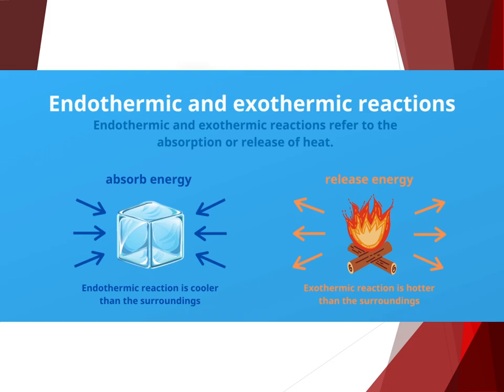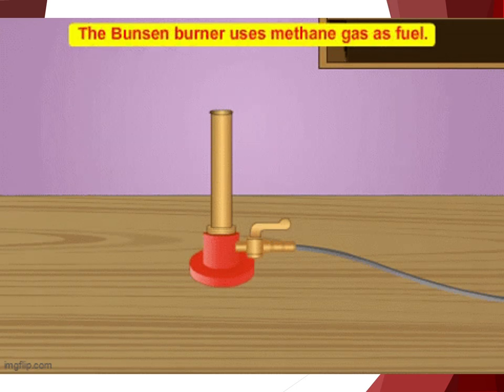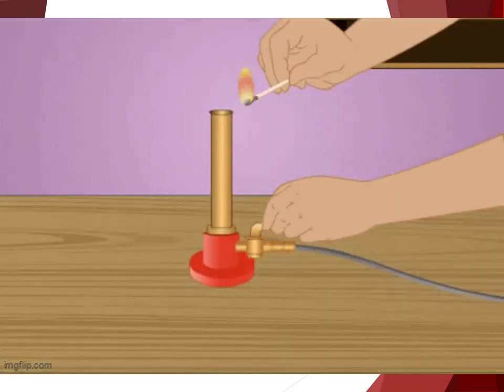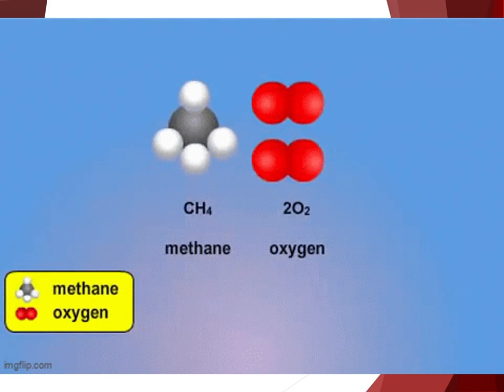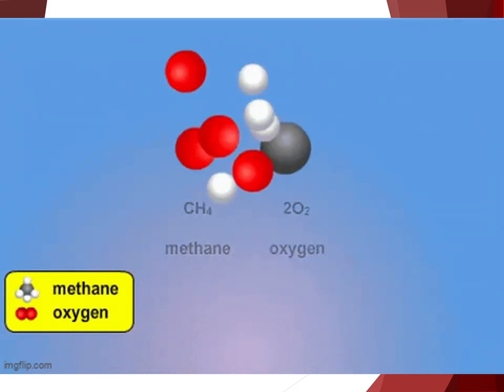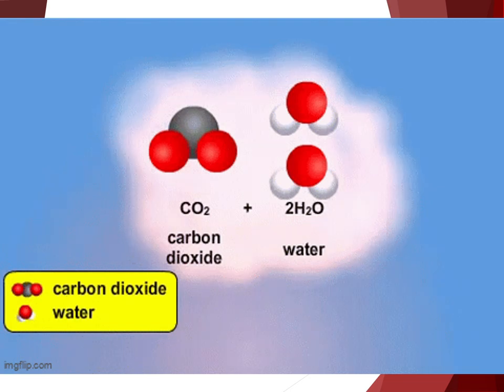The combustion reaction, such as that of methane with oxygen or propane with oxygen, is another exothermic reaction. During each reaction, energy is released as light and thermal energy. Where does this energy come from?